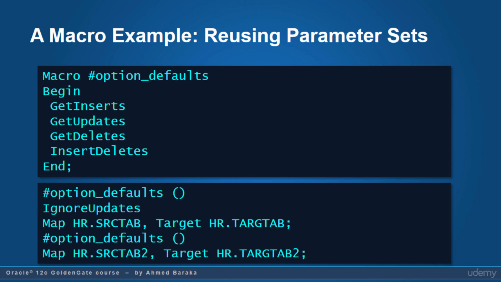This is an example of creating and using a macro called optionDefaults. This macro sets 4 GoldenGate process parameters. The example is calling the macro and therefore all those parameters take effect. The second line issues the IGNOREUPDATES parameter, which will cancel the effect of the GETUPDATES parameter set by the macro.